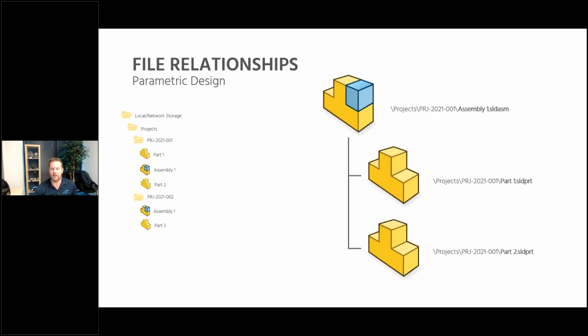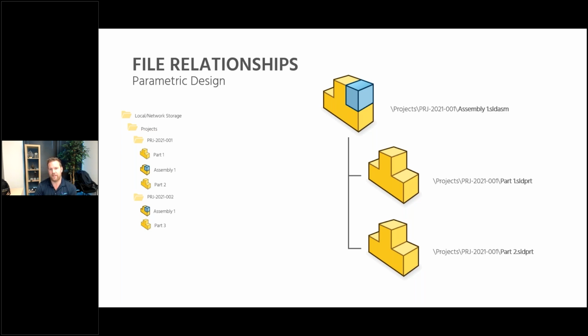Now, what's really going on in the back end is SOLIDWORKS is managing those references. When you open up an assembly, it's looking for the specific file name in that specific file location, being that folder hierarchy. You can see part 1 has been saved in our projects folder, PRJ 2021-001, as well as part 2.